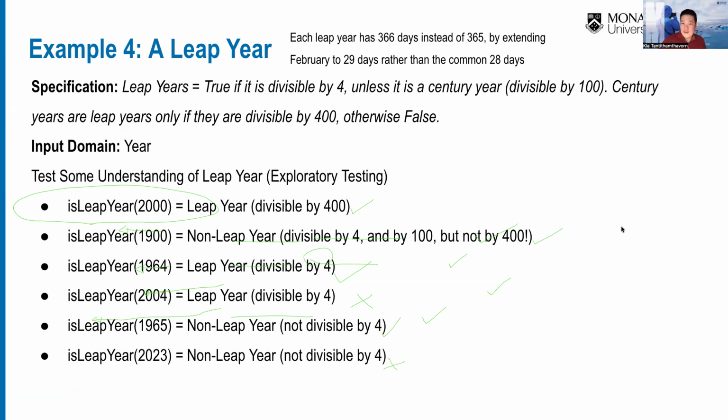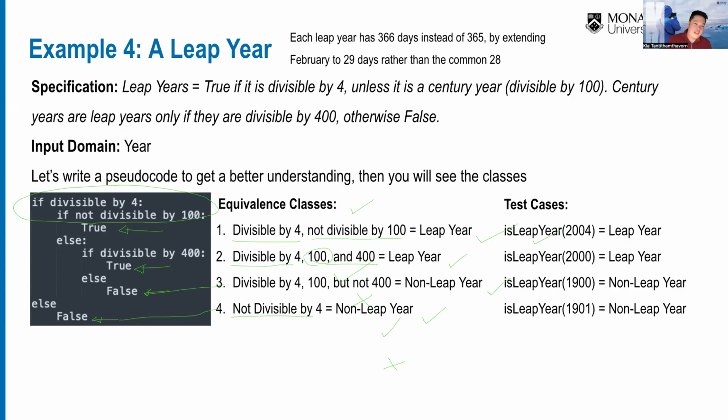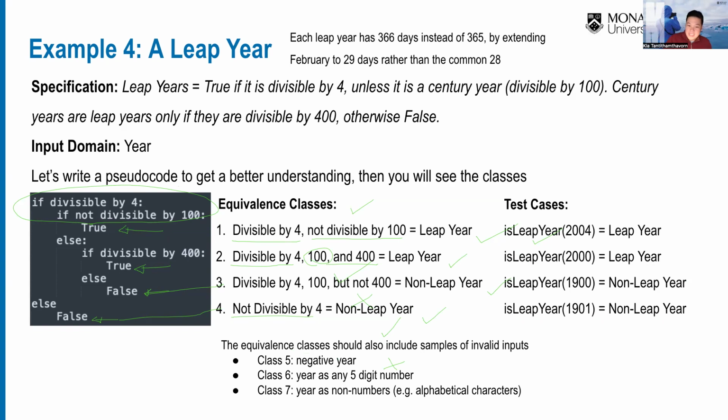All right. But if we look at the four scenarios here, is it enough? Let's take a look. Once we have the scenarios, then you derive the test cases, implement the assert equal, that kind of thing in Python. But is it enough? No, not yet. There are other classes as well.